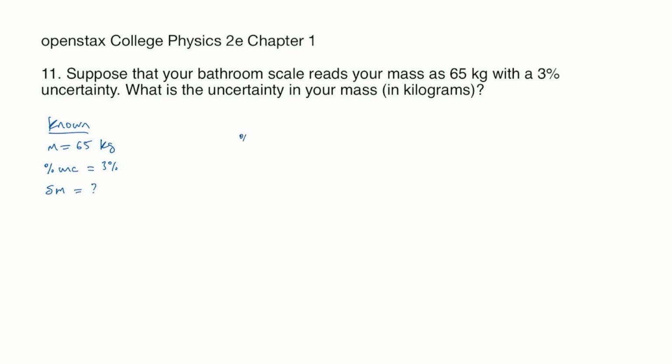All right, percent uncertainty is equal to the uncertainty, let me use M for mass, divided by the measurement itself. Okay, so the uncertainty in the mass is the percent uncertainty times the mass.